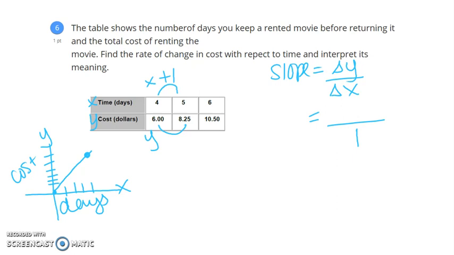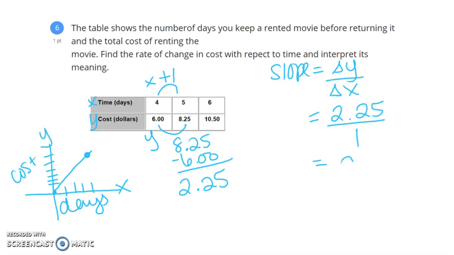My change in y is from $6 to $8.25. So if I subtract those two values, I will get $2.25. So my rate of change here is that every day I rent, it costs me $2.25.